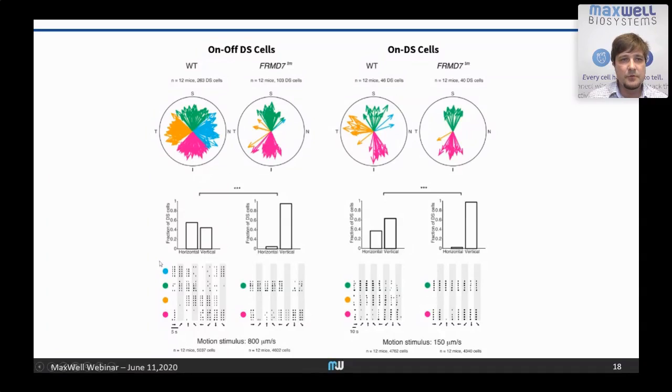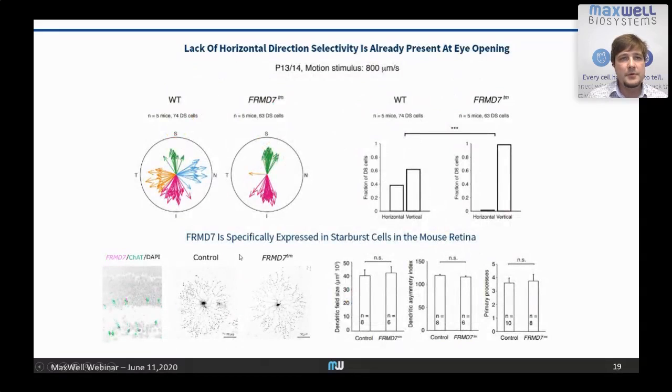And this is also evident if you look at the raster plots, that there are no ganglion cells with responsive properties towards horizontal moving bars. Now, an interesting fact is that this lack of horizontal direction selectivity is already present at eye opening. And also, when scientists look at the morphology of these cells, they see that, for instance, the starburst amacrine cells, the major drivers of this direction selectivity, have normal morphology, and they don't show any abnormal processes.